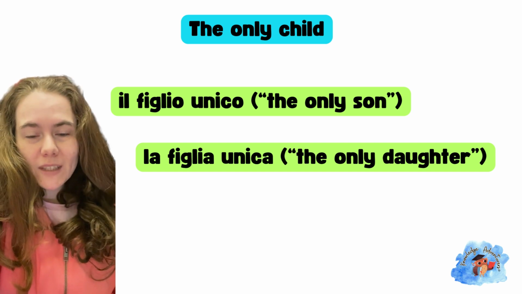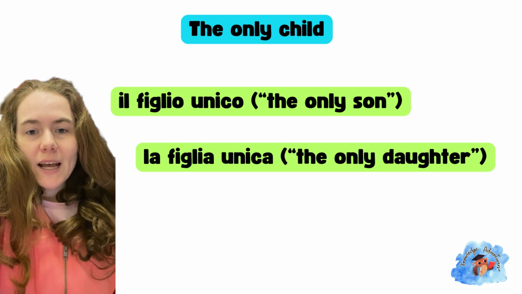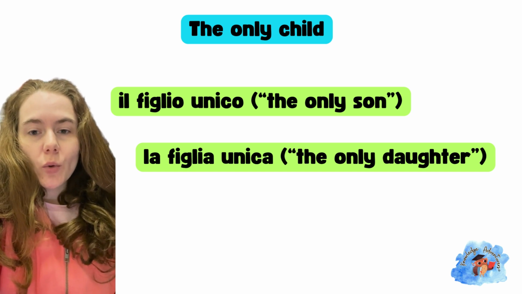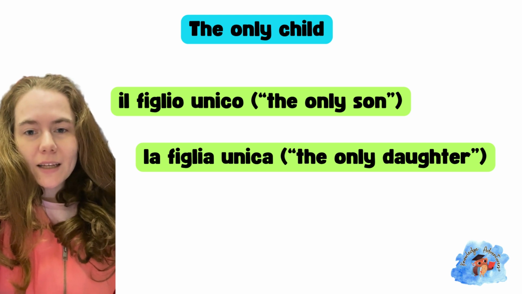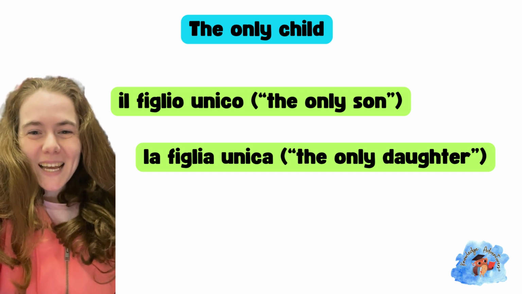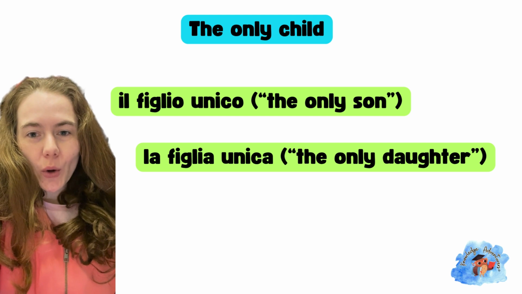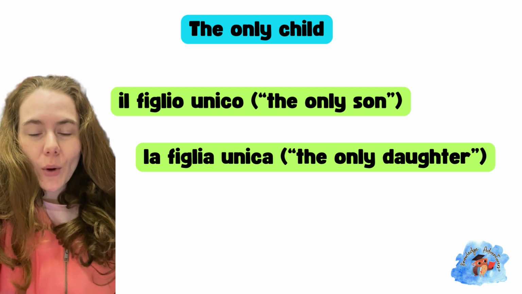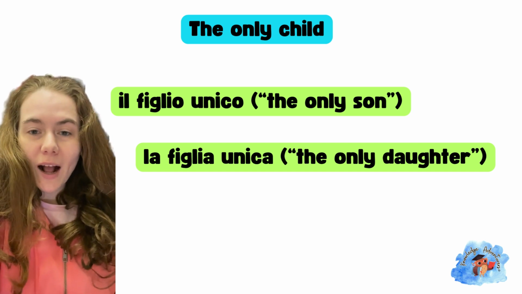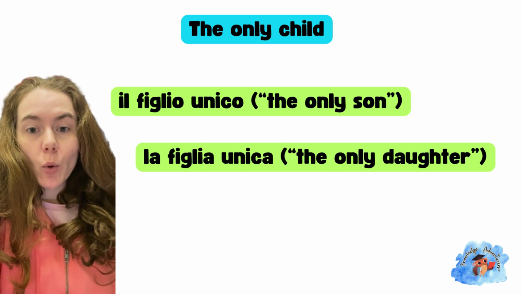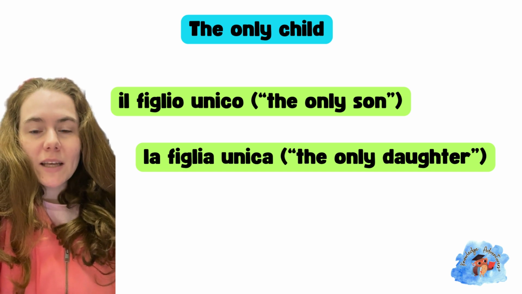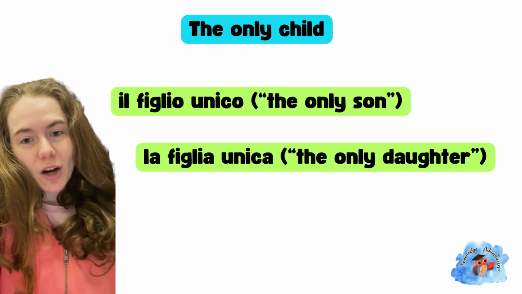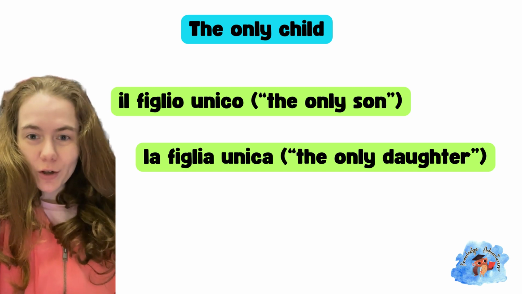To add the only part in, I end those words with unico or unica. Can you guess which one goes where? Il figlio unico is going to mean the only son, or the only child, but referring to a guy. And then la figlia unica is going to mean the only daughter, or again, the only child, but referring to a girl.